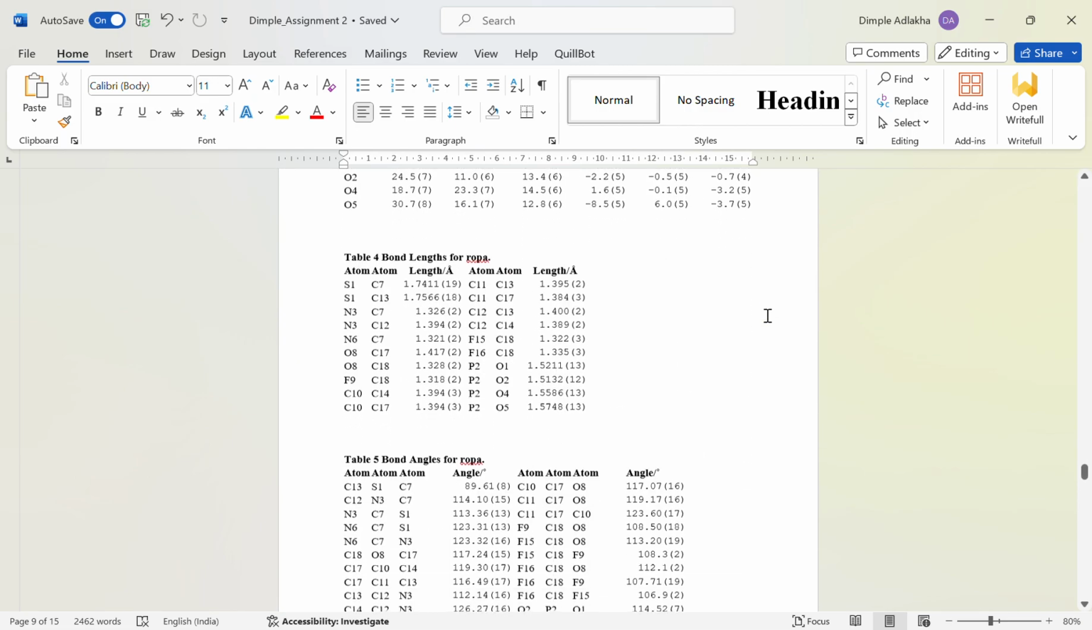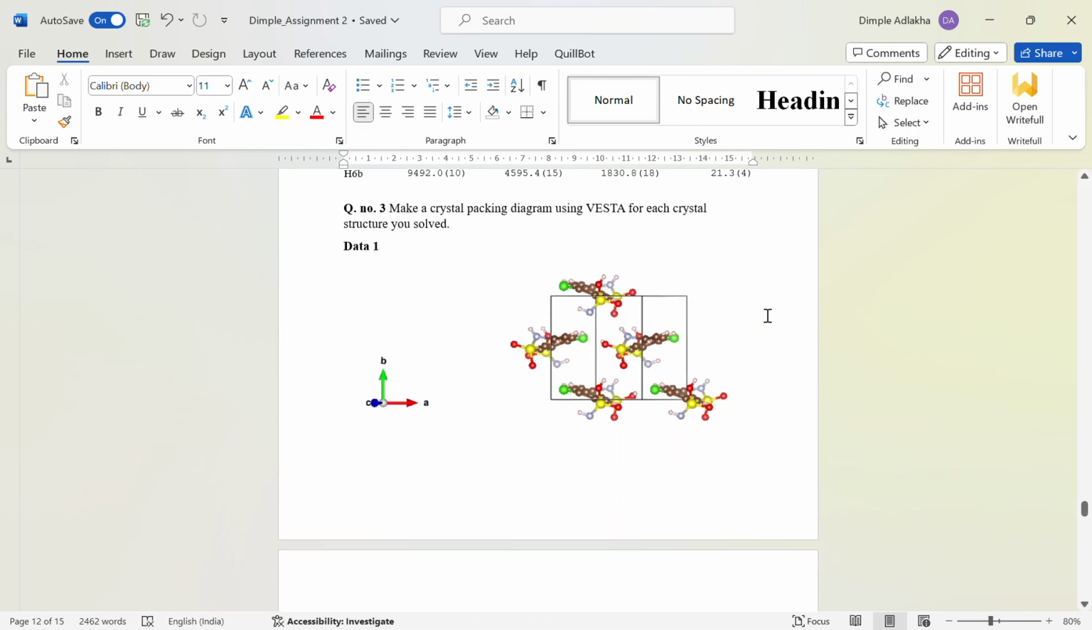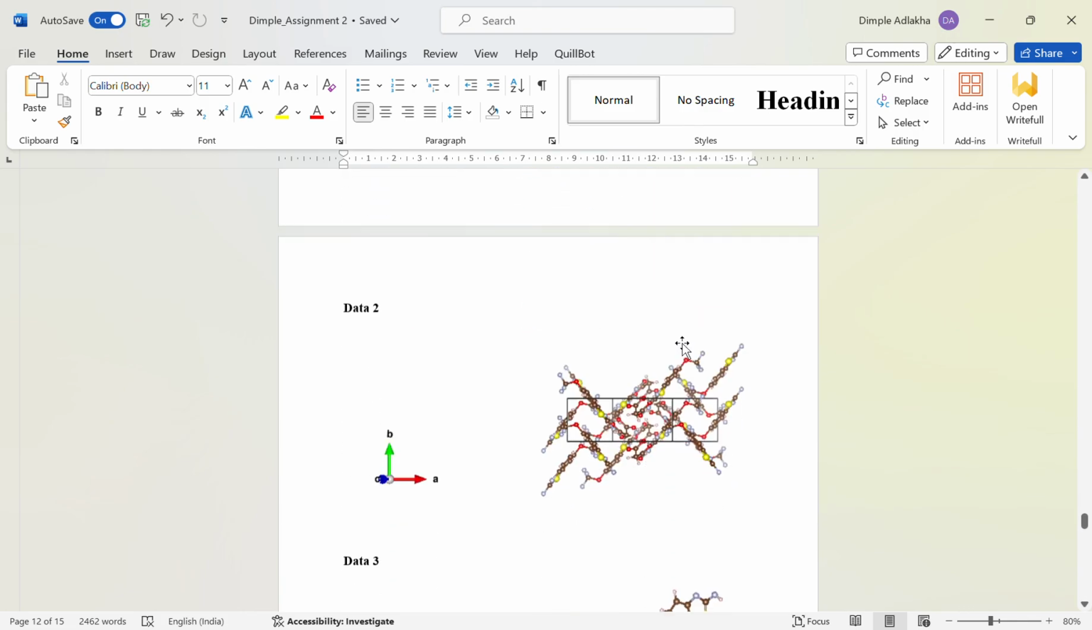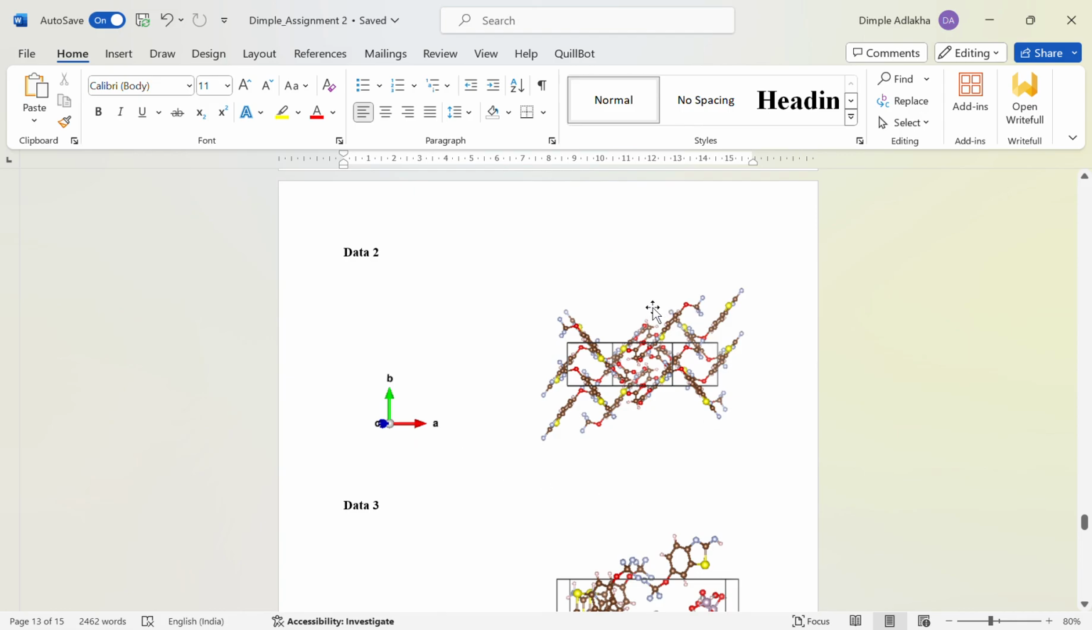The next question was to make the crystal packing diagram of the given structures using the Vesta software. First, the zip files we obtained using the OLEX software, we loaded into the Vesta software, and we found the crystal packing diagram. This was the crystal packing diagram which we obtained for data 1. Using this crystal packing diagram we can visualize the structure. This was the crystal packing diagram which we obtained for data 2, and this was for data 3.